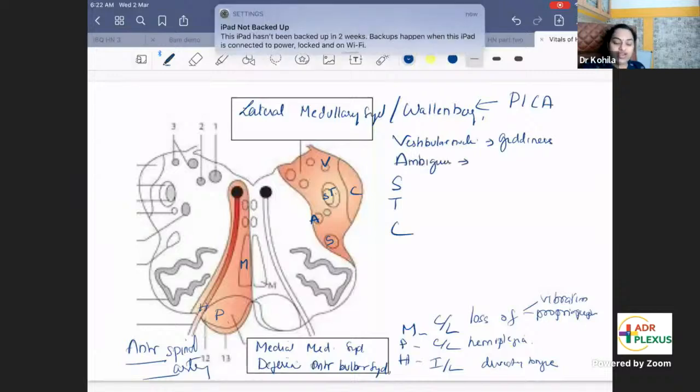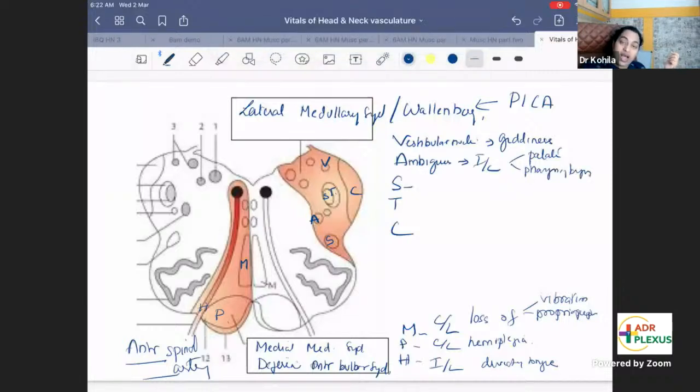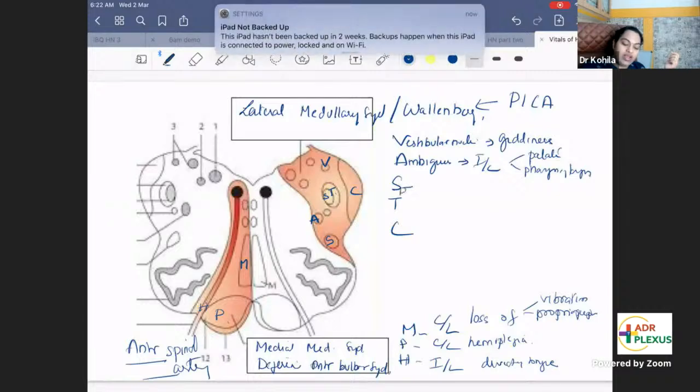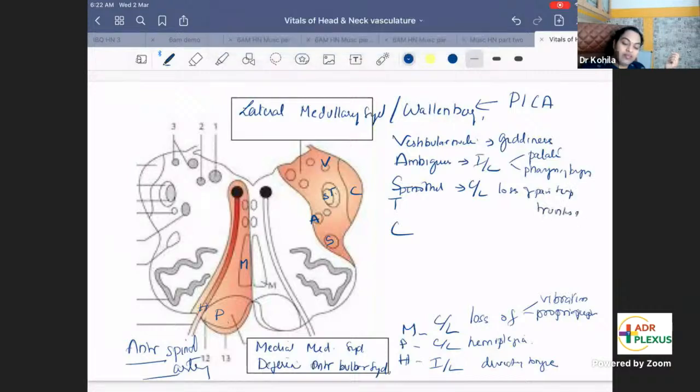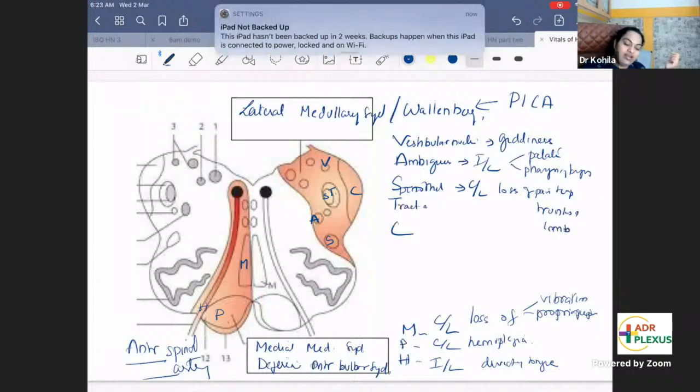The special visceral efferent column: ipsilateral paralysis of the muscles of palate, pharynx, larynx. Okay. The lateral spinothalamic tract, yes, that's a crossed one. Contralateral loss of pain and temperature from the trunk and limbs. The spinal nucleus and tract of the trigeminal nerve: it is ipsilateral loss of pain and temperature from the face.